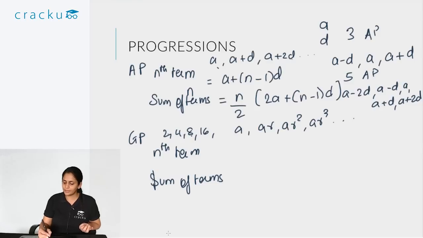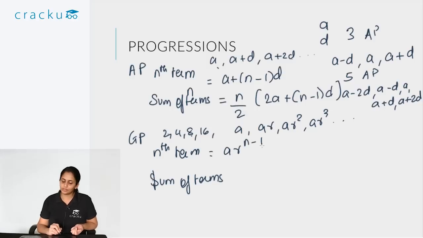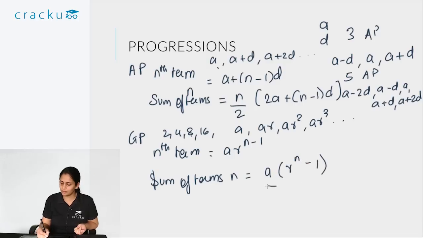So to find the nth term, we can say that the nth term is a times r raised to n minus 1. So this is the nth term of a GP where a is the first term and r is the common ratio. Now the sum to n terms is found by a times r raised to n minus 1 divided by r minus 1. This is the sum of n terms of a geometric progression.